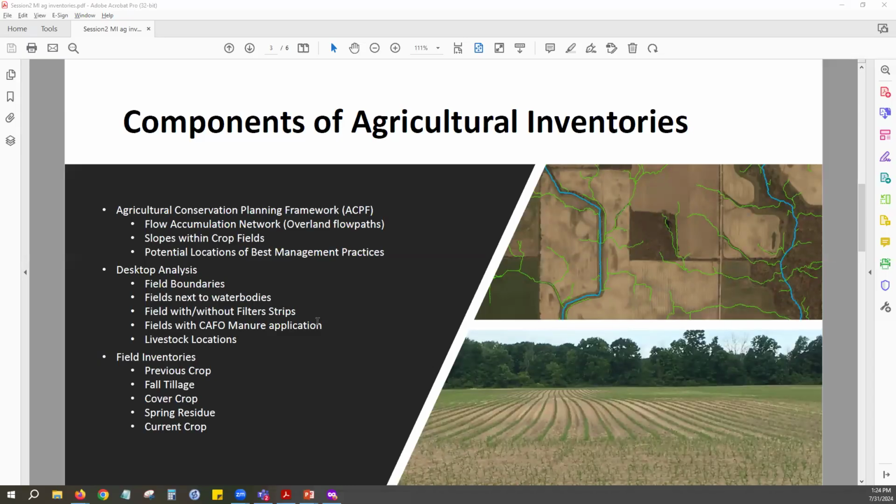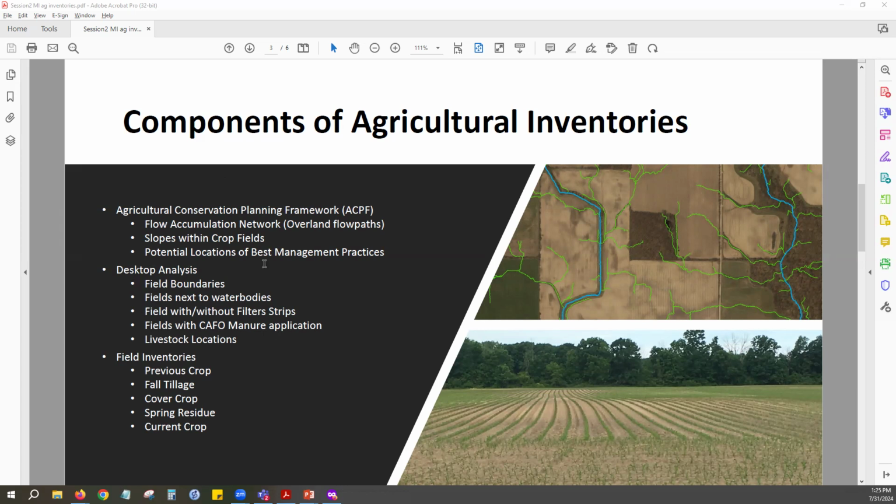Thanks. I am Pete Vincent. Michigan EGLE, the state environmental agency, was not able to join us today, but I want to share a little bit about what they've been doing in Michigan. They've been doing agricultural inventories at a watershed scale. They've taken the ACPF flow accumulation network and information on the slopes and the potential locations for some of these important practices. That's one piece of their inventory.